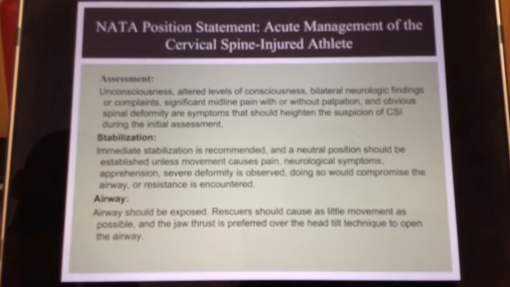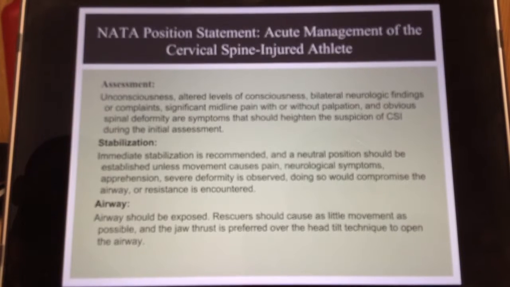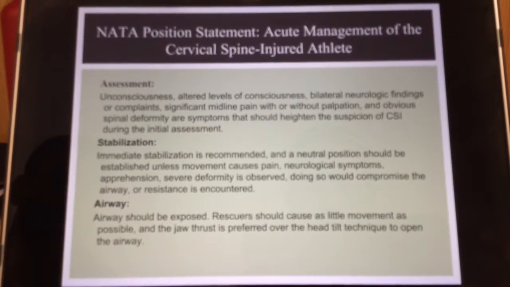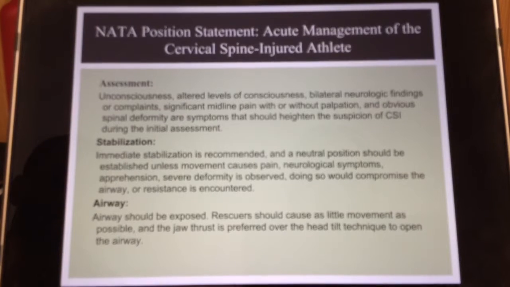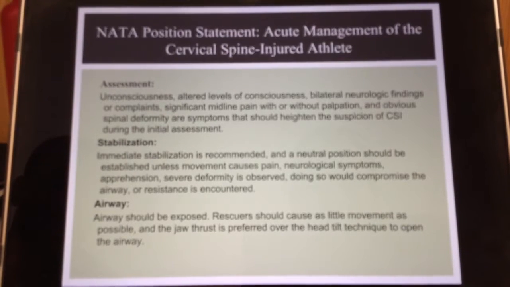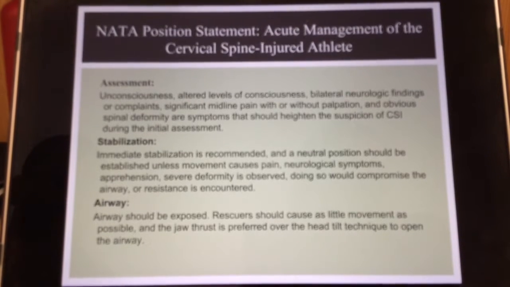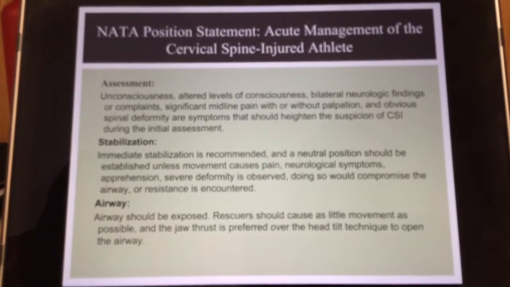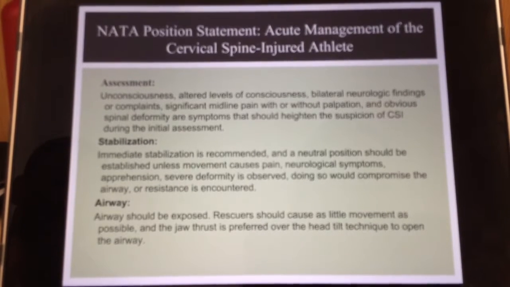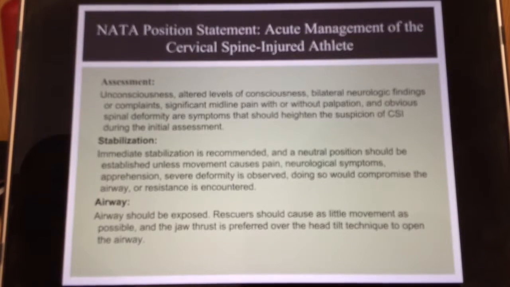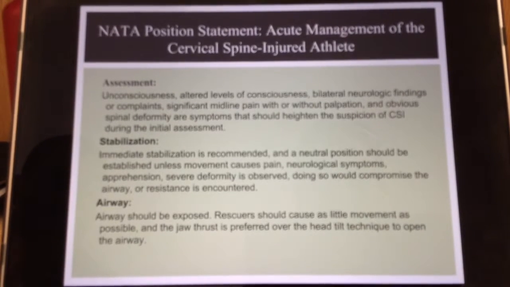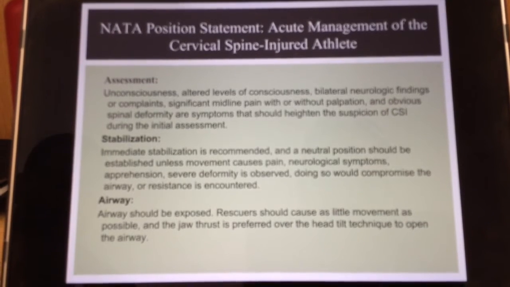For the assessment part of the slide, I pulled that right from the article. It's things that we should all be able to recognize to provide the best care to our athletes that we can. For stabilization, the only other thing that I didn't put on there was that we should not apply traction while we're stabilizing. And for the airway, they said that we should remove clothing and equipment if possible, and that advanced airway management techniques are recommended in the presence of appropriately trained and certified personnel. That would also help the airway.